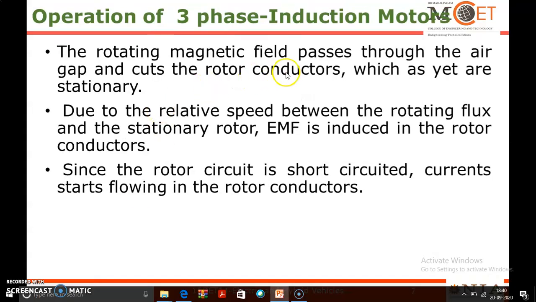The rotating magnetic field passes through the air gap and cuts the rotor conductor. As per the concept of electromagnetic induction, whenever the rotating magnetic field cuts the rotor conductor, an EMF is induced in the rotor conductor. We know that the rotor conductors are short circuited by means of copper bars or aluminium bars if it is a squirrel cage induction motor. So whenever an EMF is induced in the rotor conductor, a short circuit current flows through the rotor conductor.